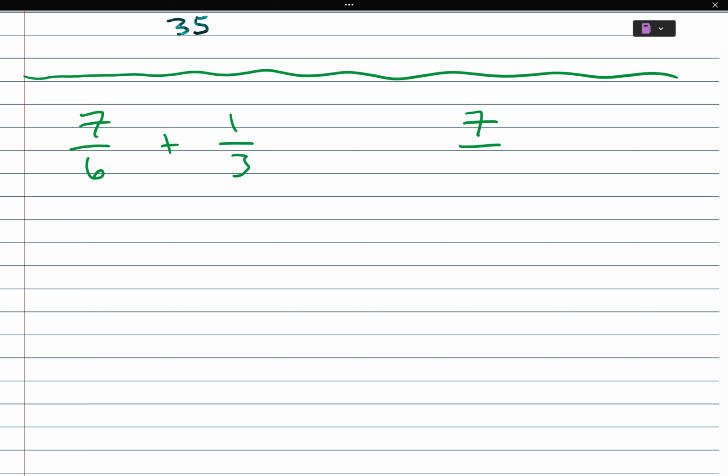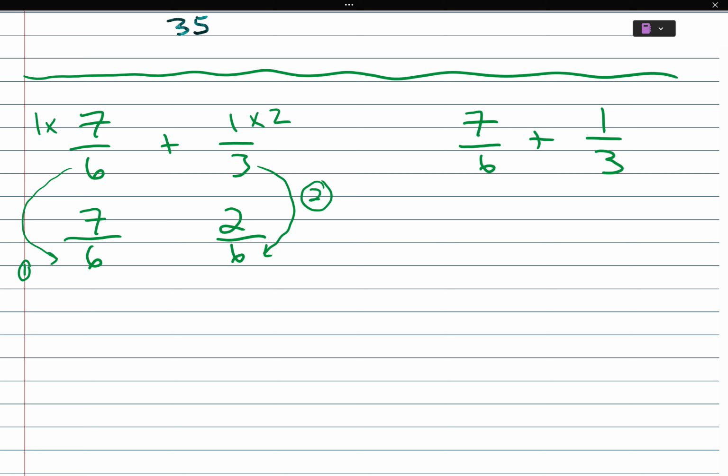I'll write this over again, 7 over 6 plus 1/3 for the second way. So the LCD here is 6, right? 6 is the smallest number that 6 can go into and 3 can go into. So how many times does 6 go into 6? Goes once, so I multiply 1 times 7 to get 7. How many times does 3 go into 6? It goes twice, so I multiply 1 times 2 to get 2. So now I add 7 and 2 to make 9 over 6, right? Because they have the same denominator.